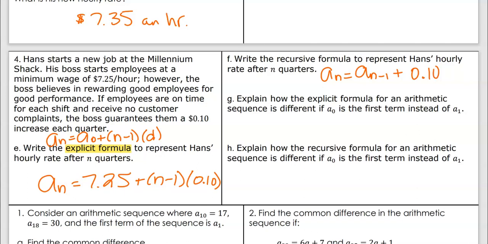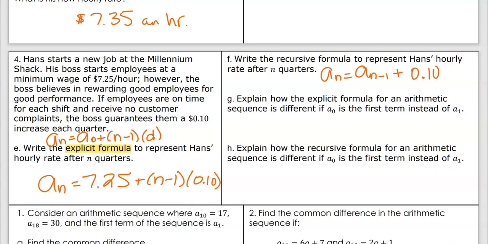All right, explain how the explicit formula for A sub 0 is going to be different if we use A0 versus A1? His first quarter couldn't exist essentially, and his pay started at 7.35. Yes. Did y'all hear what he said? Say it one more time. His first quarter didn't exist, so it was 7.35 that he started.